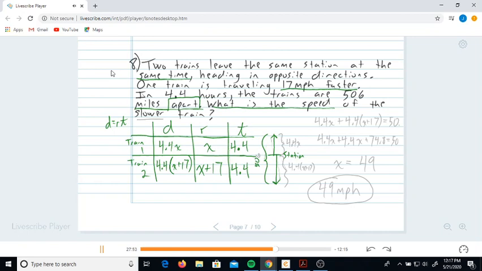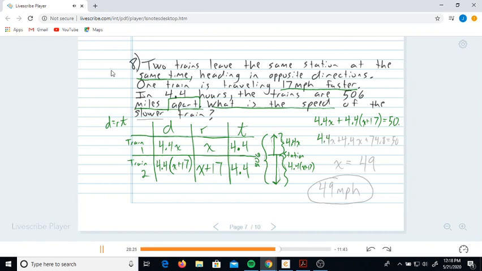Well, if they're 506 miles apart, we know that this train has traveled 4.4x miles. This train has traveled 4.4 times x plus 17 miles. Well, there's our equation. The distance apart is the sum of the two distances. So that's 4.4 times x plus 4.4 times x plus 17 equals 506. And we'll go ahead and solve that.